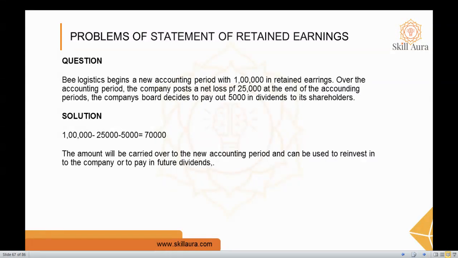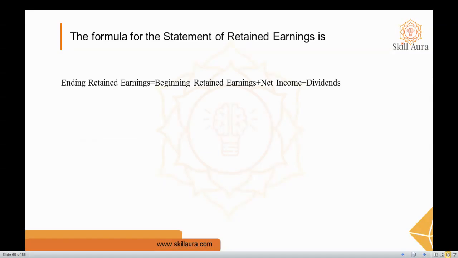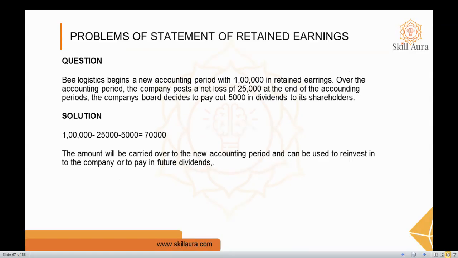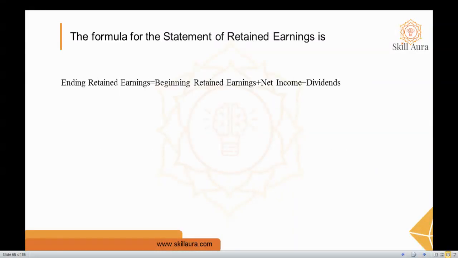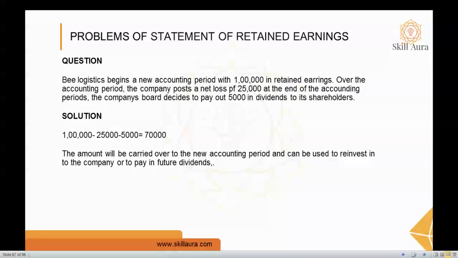So the solution, using the formula, is beginning retained earnings. Here, the beginning retained earnings is 1 lakh rupees, and for net income, where you have got a profit, you have to add it. When it is a loss, you have to subtract it. So 25,000 will be deducted from 1 lakh rupees, that is the retained earnings, and this 5,000 is a dividend, so we have to subtract it. So when you subtract it from 1 lakh, you will get the total answer, which is 70,000.